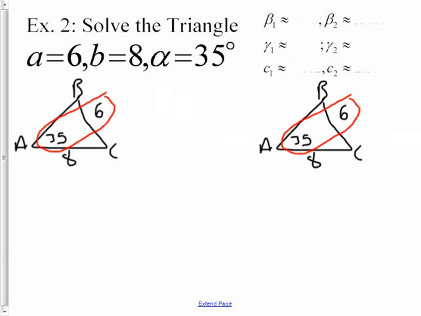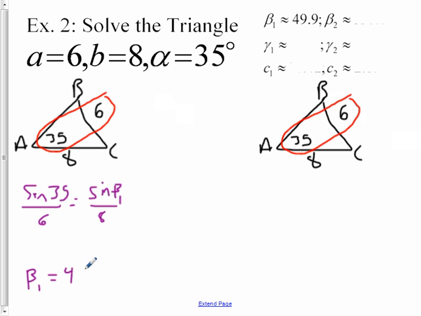So I'm working this out. I have the sine of 35 over 6 equals the sine of beta sub 1 over 8. Cross multiply, solve, and you should get that beta sub 1 will end up equaling 49.9.